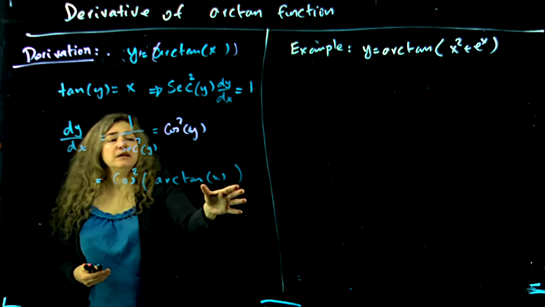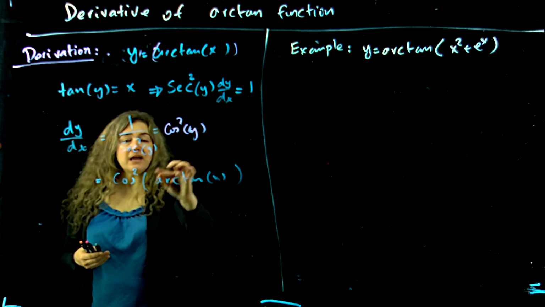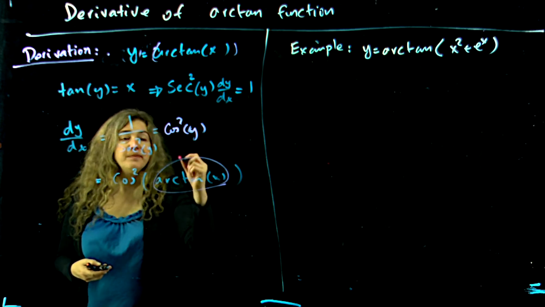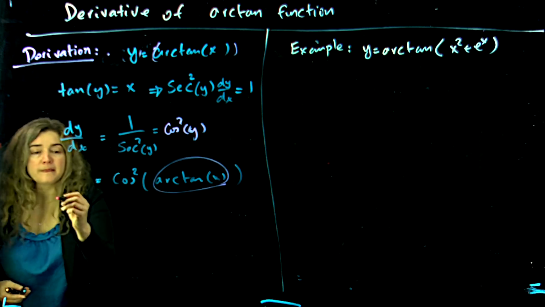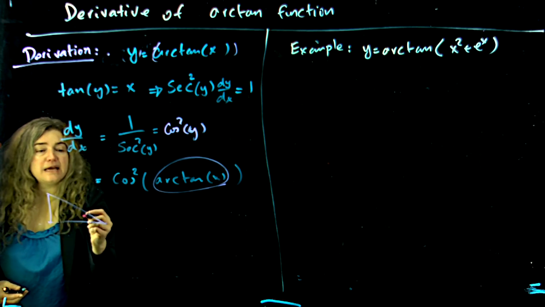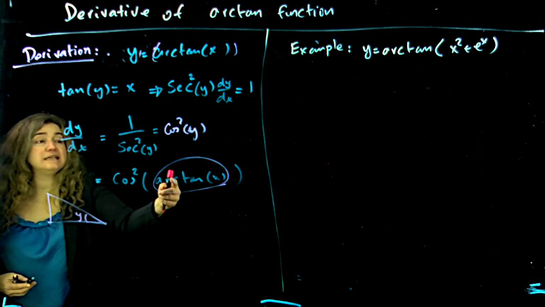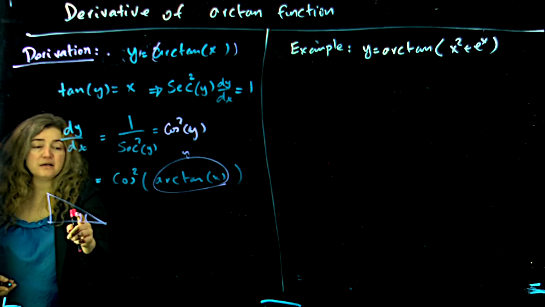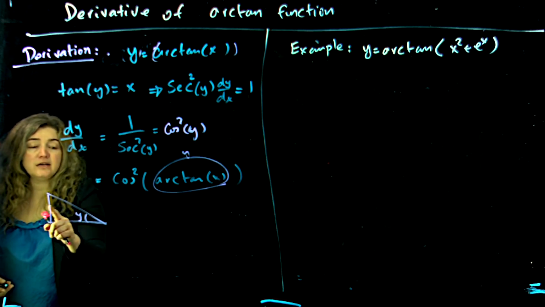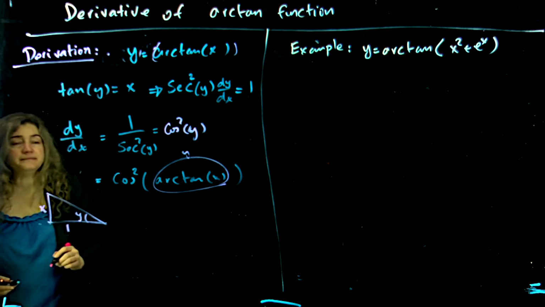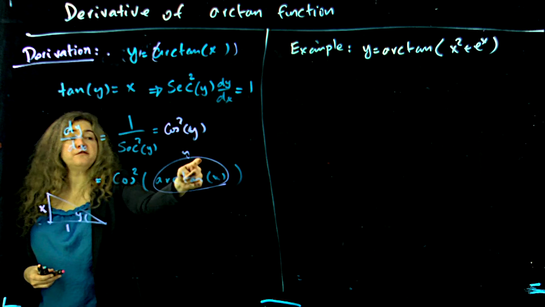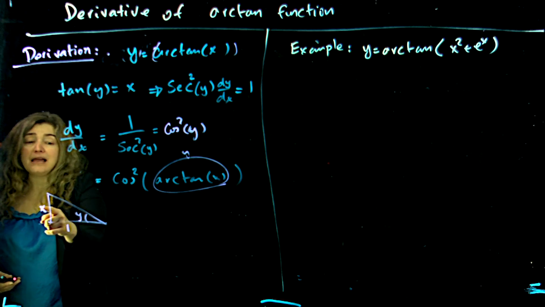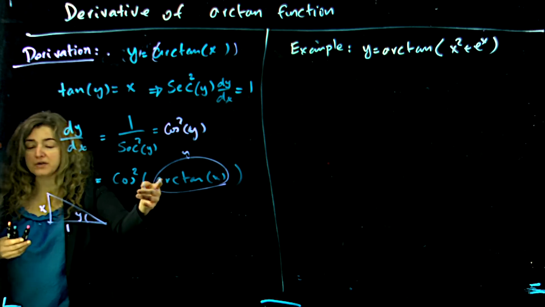So I'm starting from here. The inside function is arctan of x. What is that? That's an angle. Basically, it's the angle y such that the tangent of that angle y is x. Tangent is this side over this side, so x over 1. Now, I'm trying to find the cosine of that angle. The tangent of the angle was x over 1. What is the cosine of that angle?